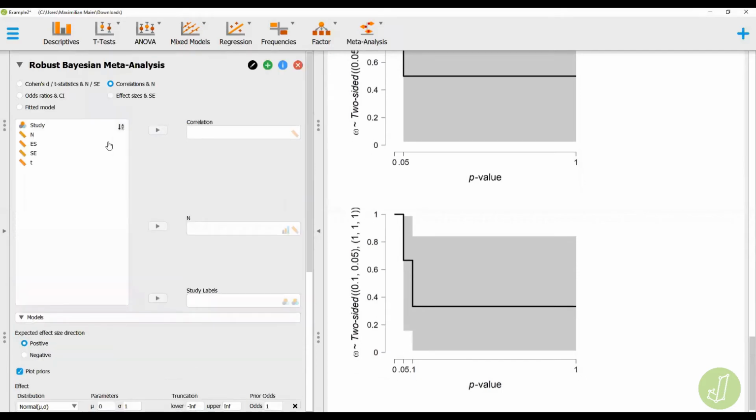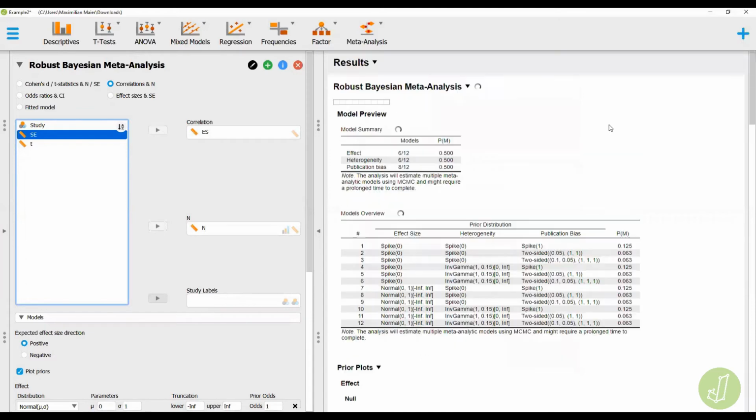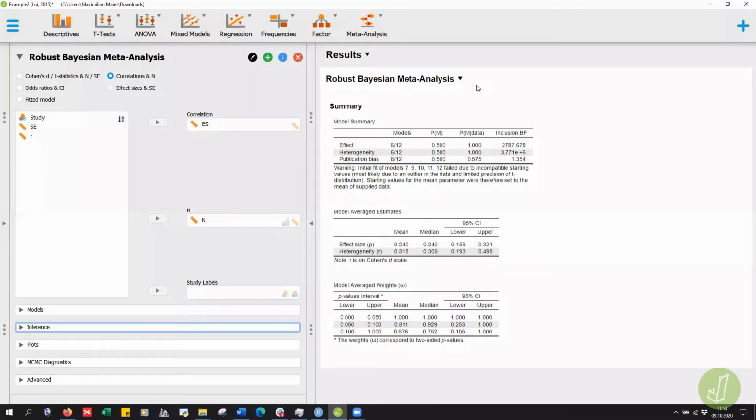To do so, we drag sample size to the sample size box and effect size to the effect size box. Now a progress bar will appear at the top. While we wait for the models to fit, we can go for a coffee. After going for a long coffee, we can look at our results.